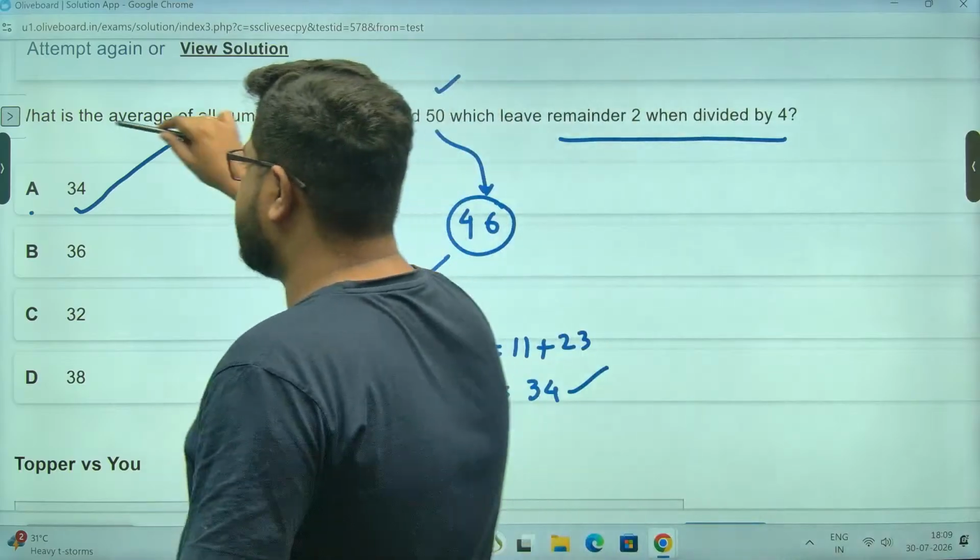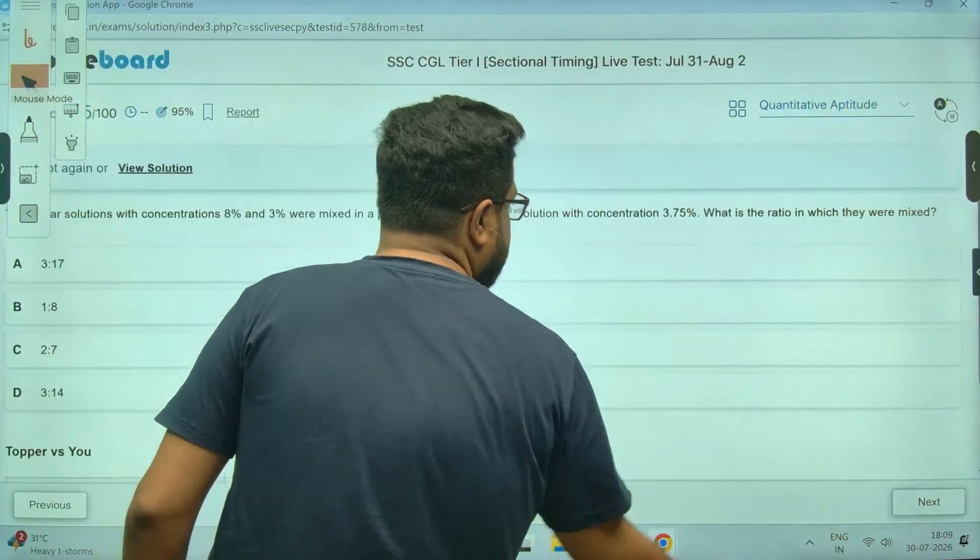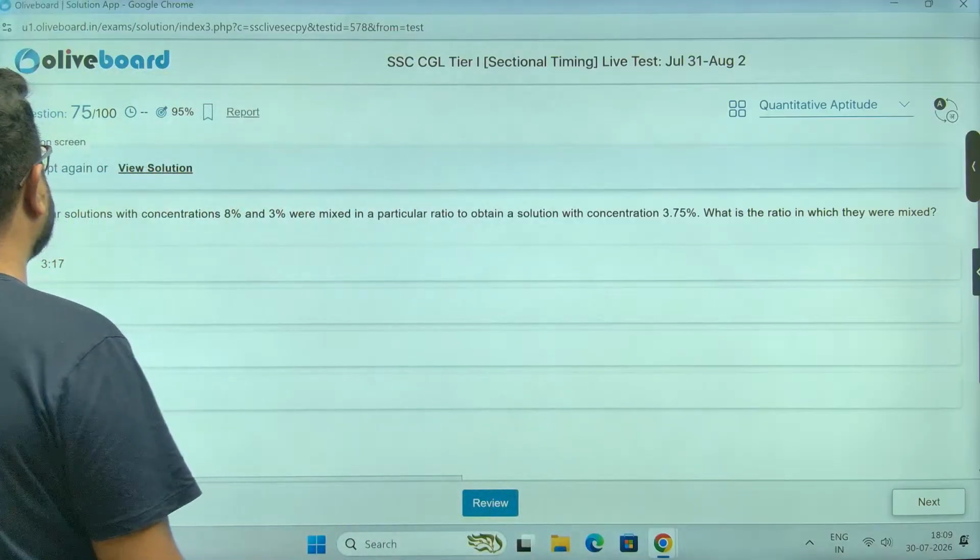Again, this was a very good question. Easy, but again a little conceptual. Good one. Chalo, I guess this is the last question.